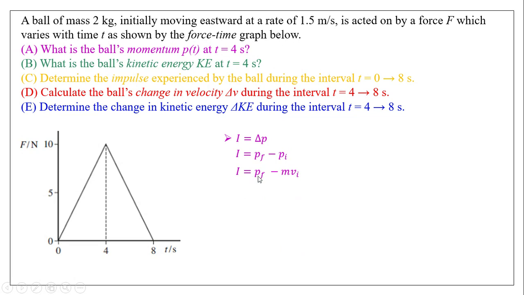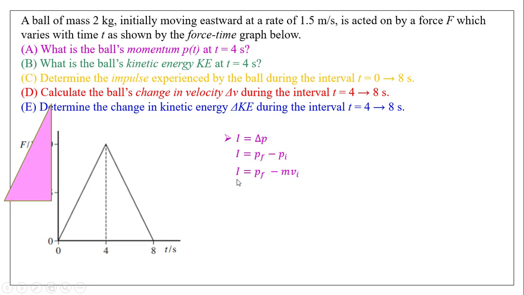I want to keep PF as is because it asked me to find the momentum at 4 seconds. So you notice here on the right side of the function, I kept PF as my unknown. I didn't break it up into MVF. Why? Because I need to keep it as PF because that's what I'm asked to find. PI though, however, I broke it up into MVI. Why? Because mass is given, the initial velocity is also given.